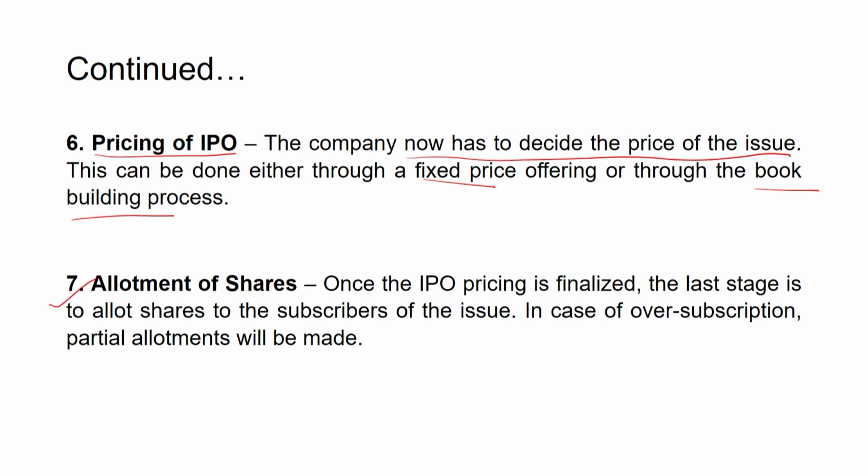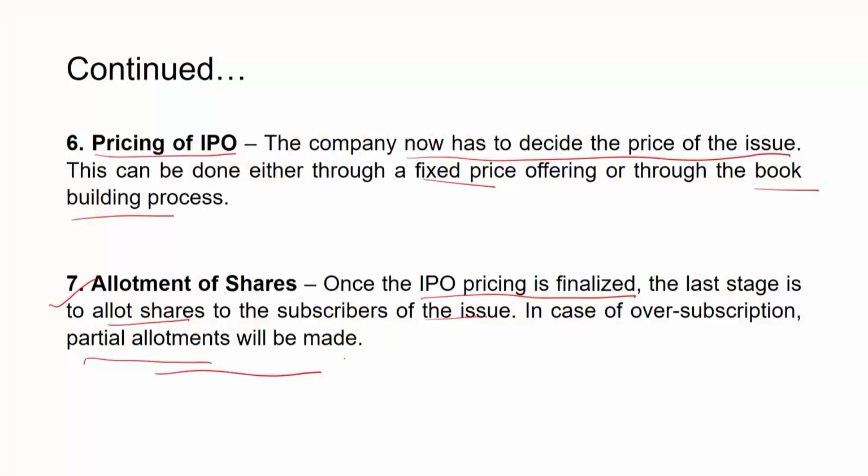After that, allotment of shares is done. Once the pricing is finalized, the last stage is to allot the shares to the subscribers of the issue. In case of oversubscription, partial allotment is made. If there is undersubscription, the money is given by the underwriters or the investment bank, as they have guaranteed the company to subscribe to all the remaining portion of the IPO that is not subscribed by the general public in the market. So this is the procedure of launching an IPO by a company in the market.